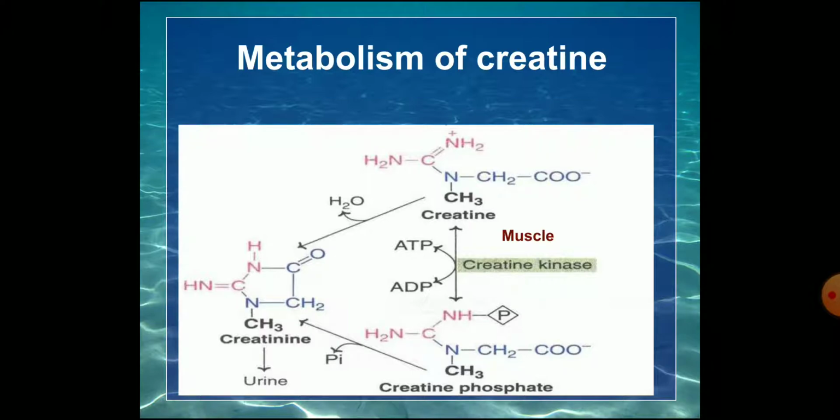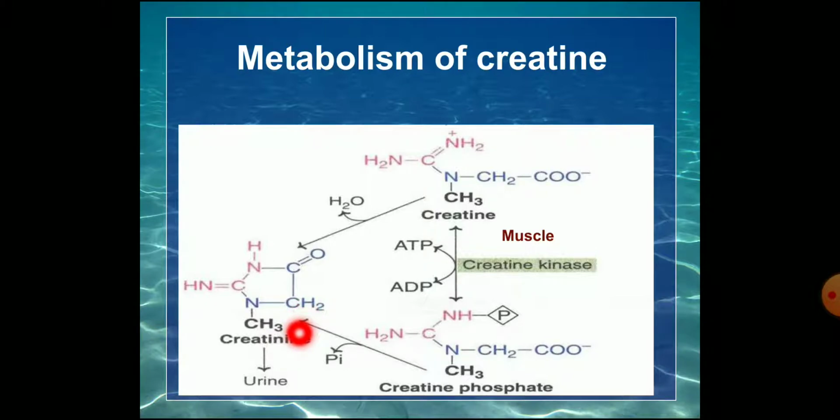So what happens to the creatine in the muscle? You can see creatine is first acted upon by creatine kinase to form creatine phosphate, and then creatine phosphate is hydrolyzed to the anhydride of creatine, that is creatinine. So here creatine, on removal of water, is cyclized to form the creatinine. Similarly, creatine phosphate, by the removal of inorganic phosphate, undergoes spontaneous cyclization to form the creatinine, which is excreted through urine.